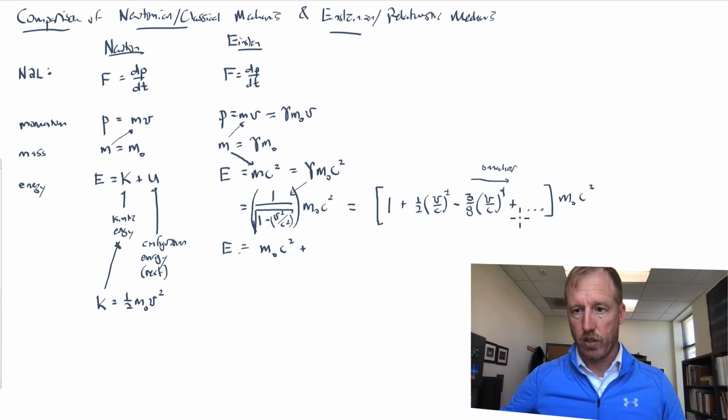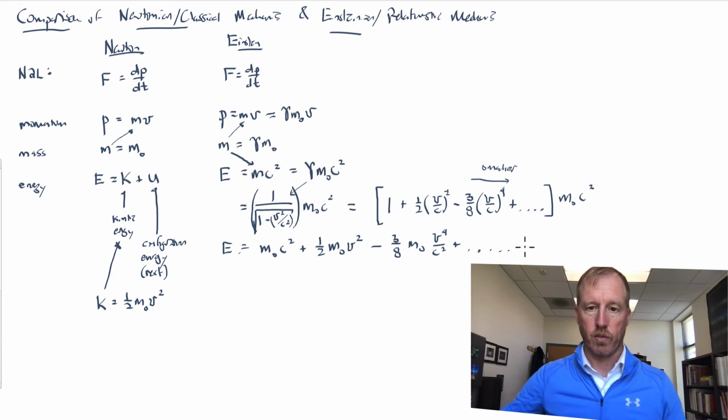What about the second term? Well, you have a c squared here and a c squared in the denominator, so those cancel out. You have 1/2 m naught v squared. The third term, the c squared cancels a c to the 4th, well, not entirely, but you get a term that looks like this, minus 3/8 m naught v to the 4th over c squared, plus, and so on and so forth, an infinite number of terms.